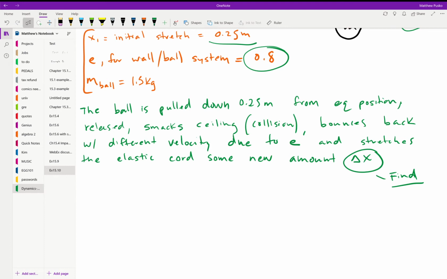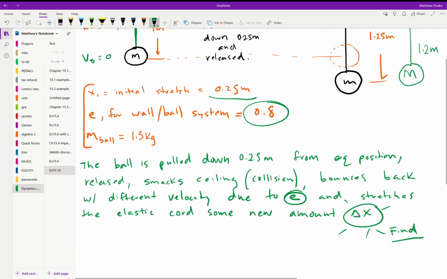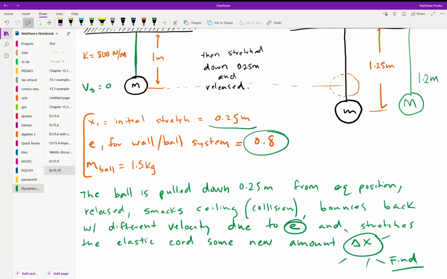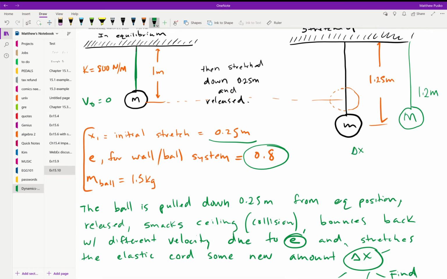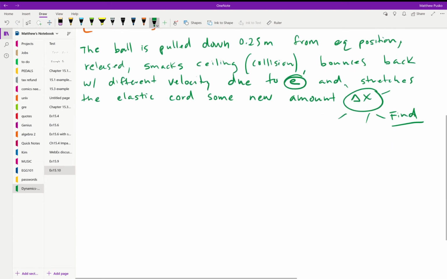We're going to pull it down 0.25 meters from the equilibrium position, let it fly up, smack the ceiling where a collision occurs, bounce back with a different velocity due to e, and stretch the elastic cord some new amount, delta x. And that's what we want to find: what is the new stretch. Before it was 1.25 meters. Well, it shouldn't make it all the way back down that far. It should be a little bit less. So in that case, the delta x was 0.25 meters.